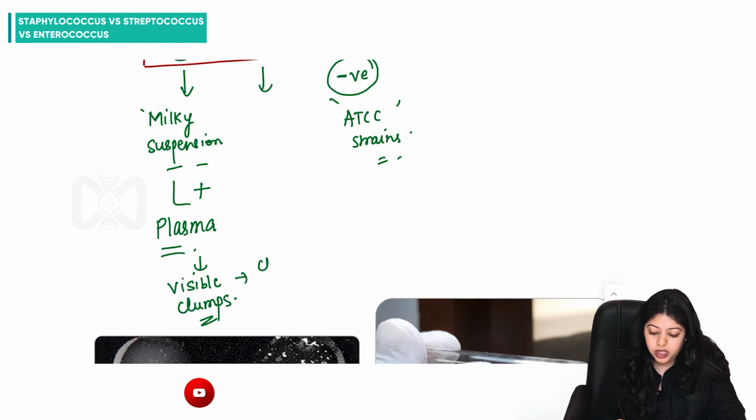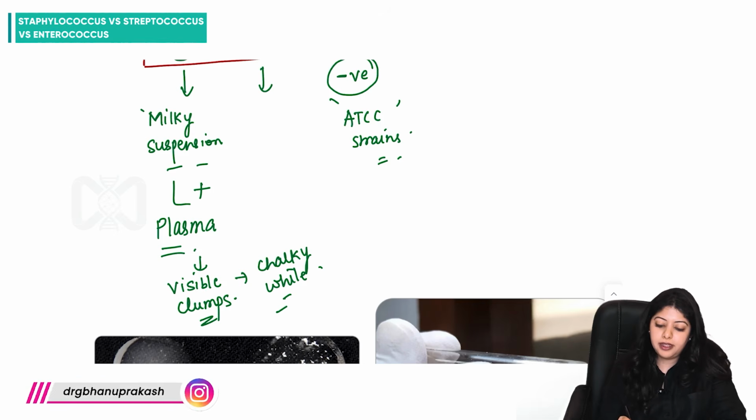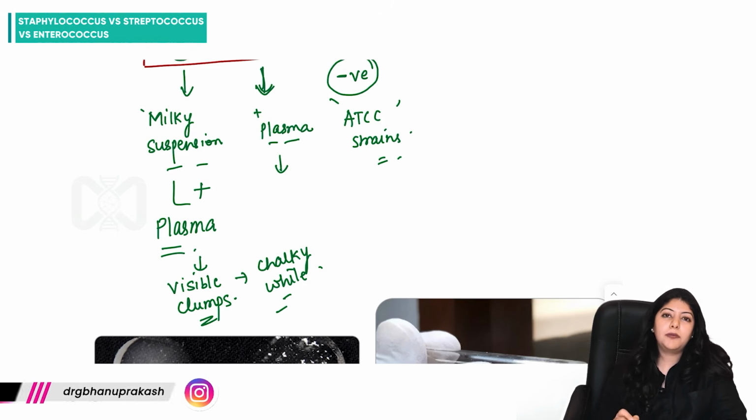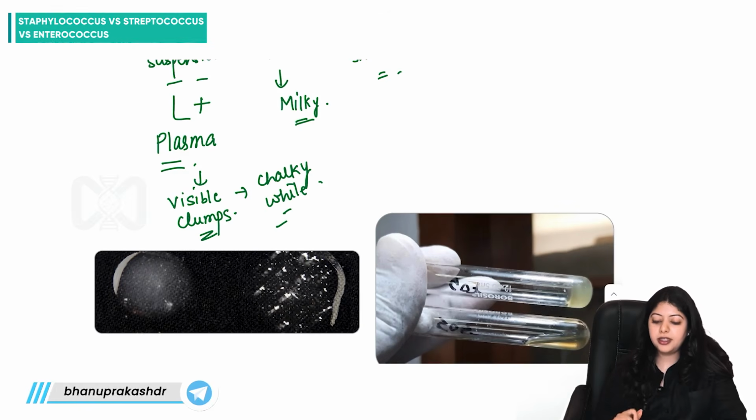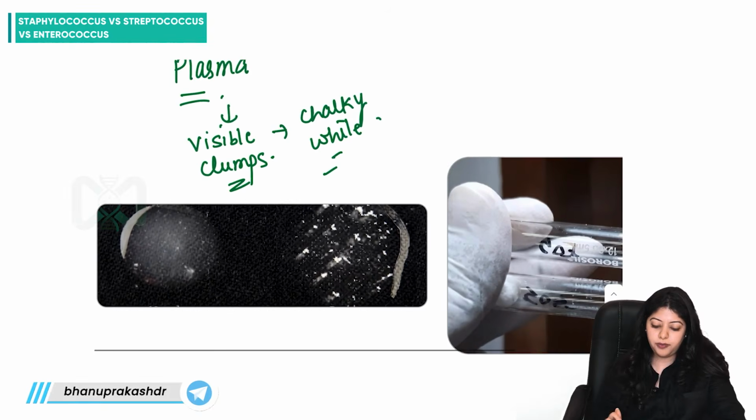These are chalky white clumps which would be appreciated, right? Whereas if we add plasma to this, since it doesn't have clumping factor, it stays a milky suspension, and no aggregates would be seen; the milky suspension will remain as is, right? So let us see this with the help of the image.